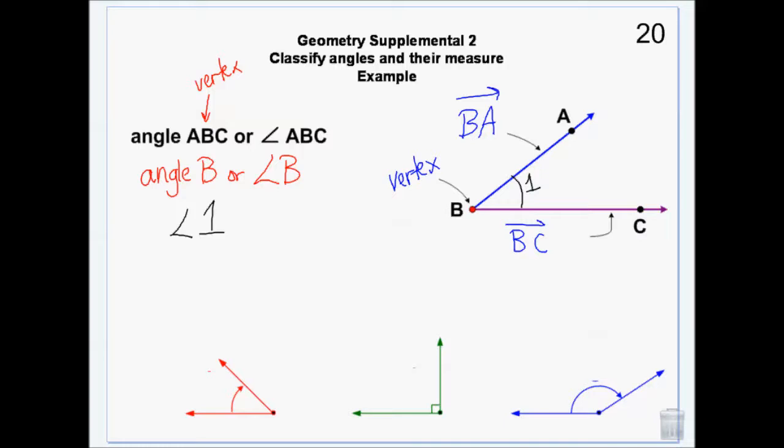Our right angle. This box indicates 90 degrees. So this is our right angle. Anything less than 90 degrees is an acute angle. Anything greater than 90 but less than 180 is an obtuse angle.